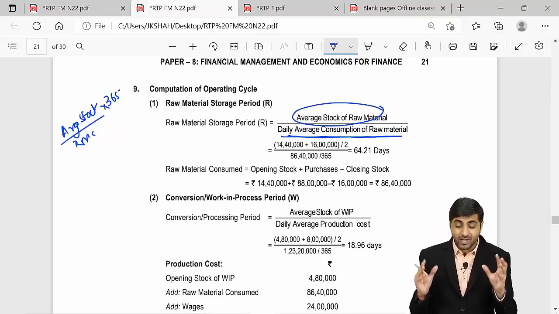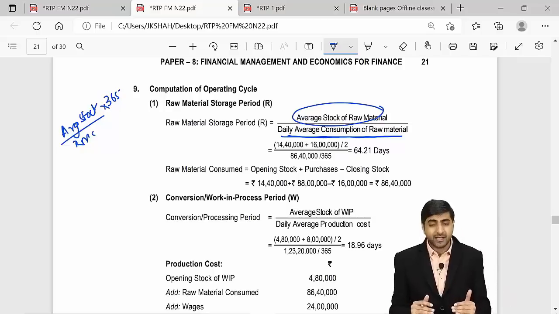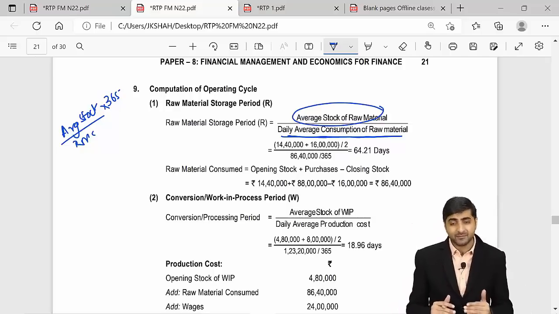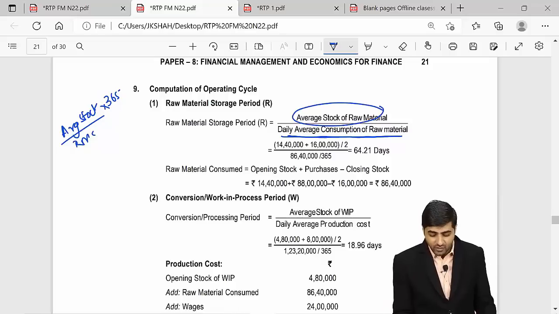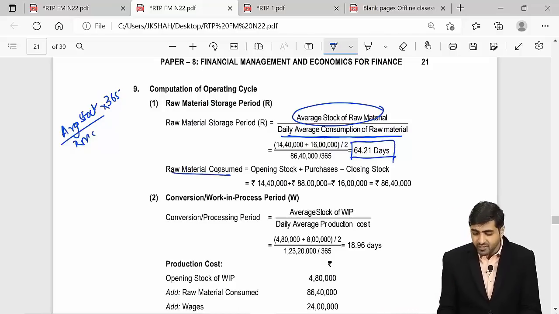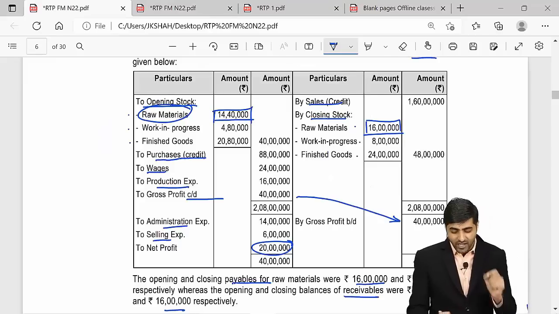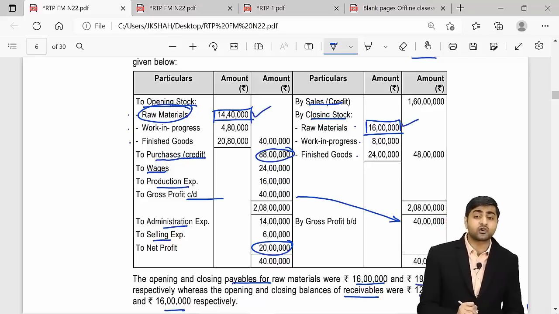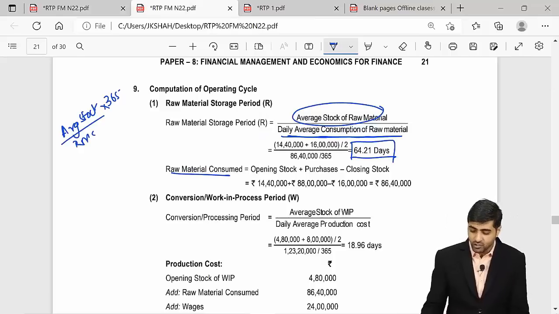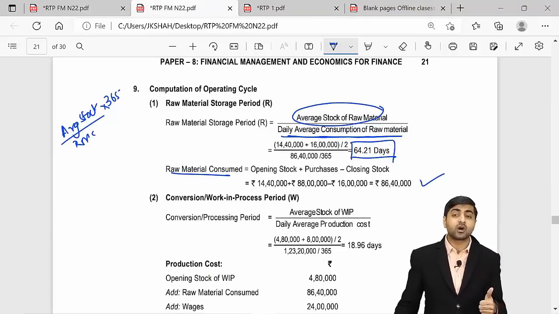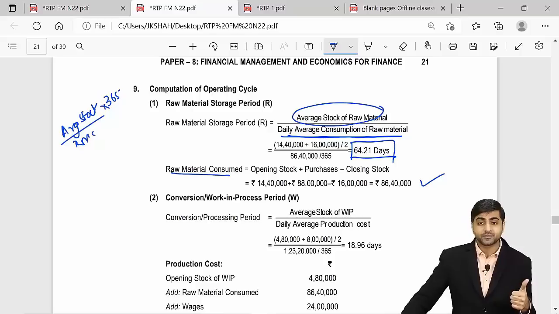So that will give you your average stock, and we have to divide that by consumption on per day basis, or else take your RMC and multiply that by 365, you will be getting 64.21. Now in this question, raw material consumed is not readily available, we have purchases available. So we can take the purchases, add opening stock of raw material, less closing stock of raw material, that will give you your raw material consumed. So on this basis, we'll be getting what should be your raw material holding period.